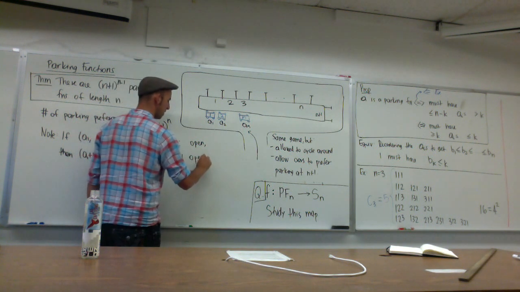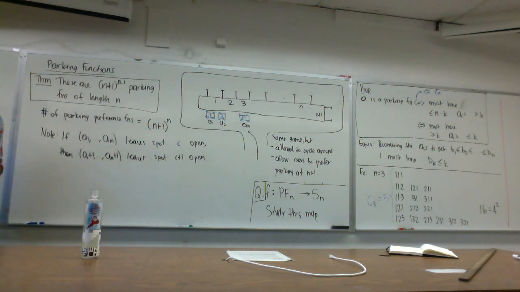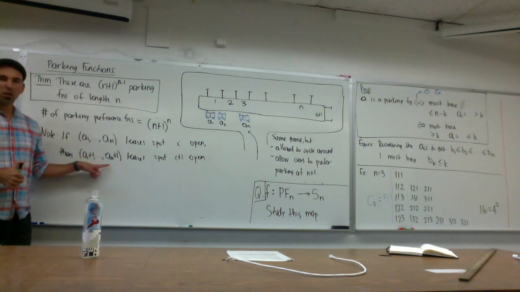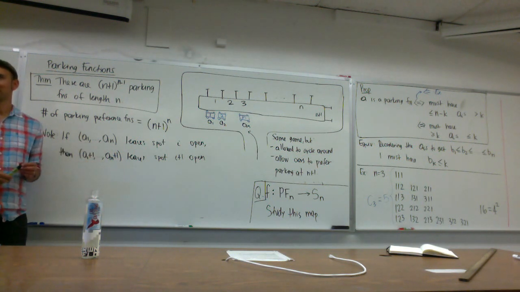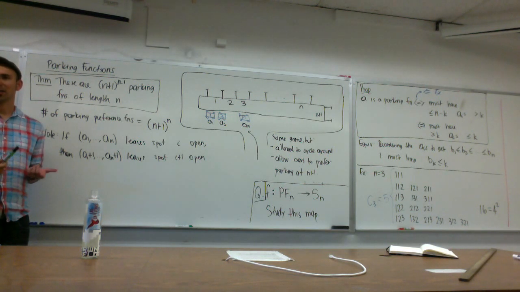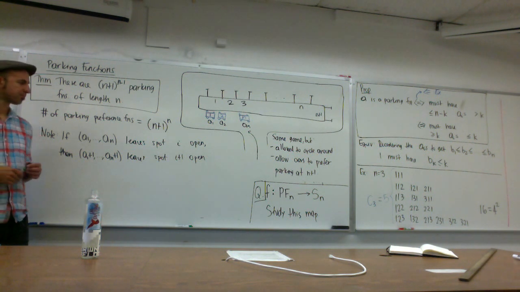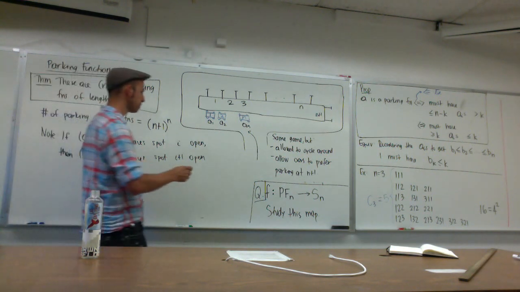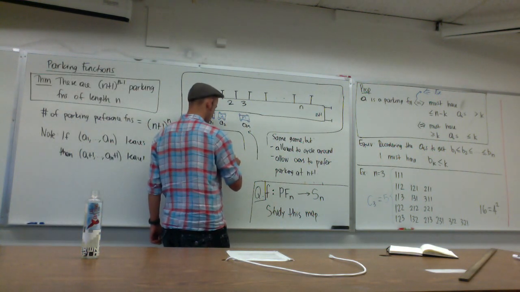Now you might have a complaint about this, which is that I can't always add 1 to my preference, because if a car preferred n plus 1, now I can't let it prefer n plus 2. But then I'm just going to make my preferences go modulo n plus 1.